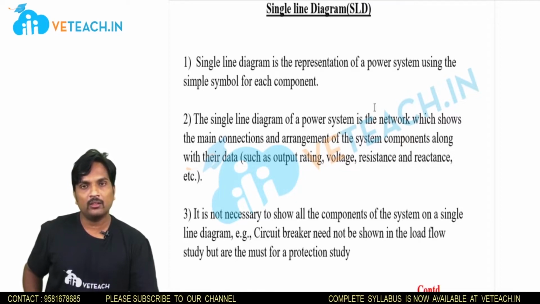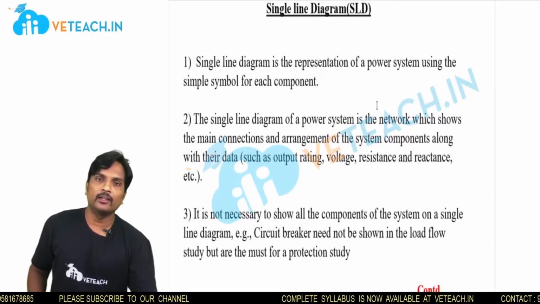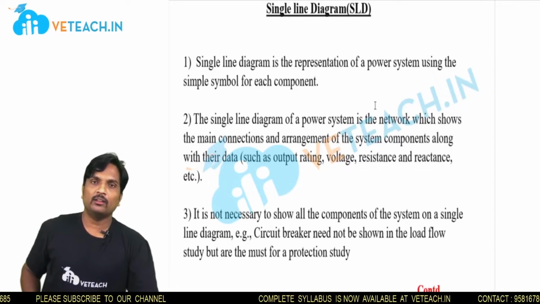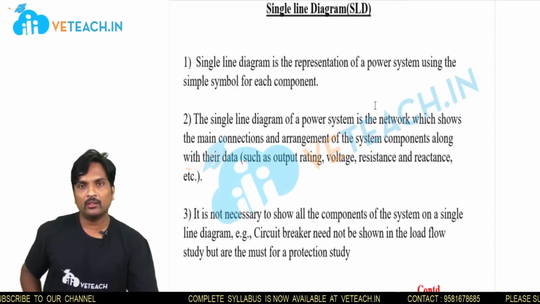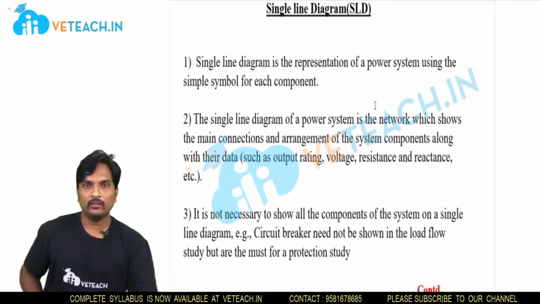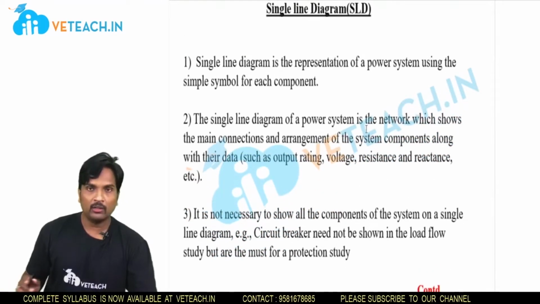In this class, we will see a single line diagram. What is single line diagram? Simply, a simple definition for single line diagram is representing a power system network in single line format. That is in simple way. Okay, so we will see the single line diagram explanation one by one.